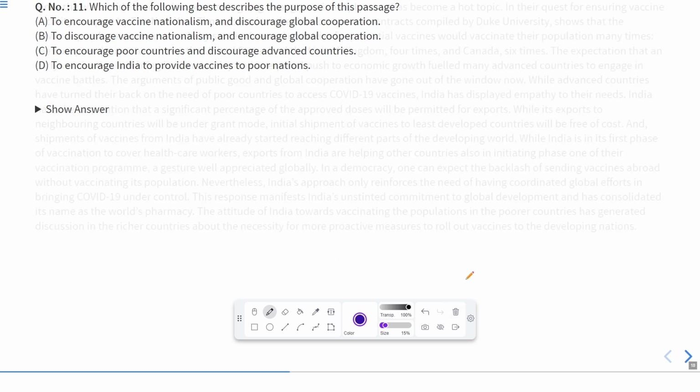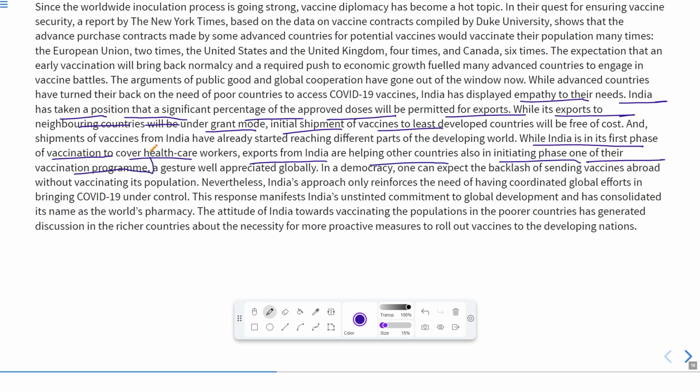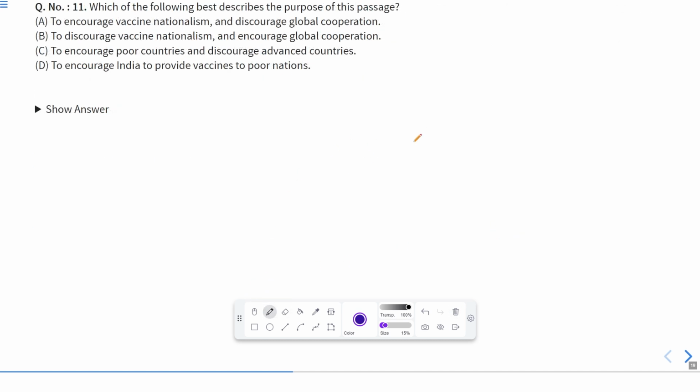And various options are there which can justify this, that India has displayed to their needs. India has taken a position that a significant percentage of approved exports, while exports to neighboring countries will be under the grant mode. Initial shipment of vaccines, okay, and while India is in the first phase of vaccination to cover healthcare workers, exports from India are helping countries initiating phase one of their vaccination program. Okay, so according to this, yes, we can say that India did not show nationalism at that time. In fact, it showed global cooperation at that time, because that was the requirement. Therefore, B is the correct answer.